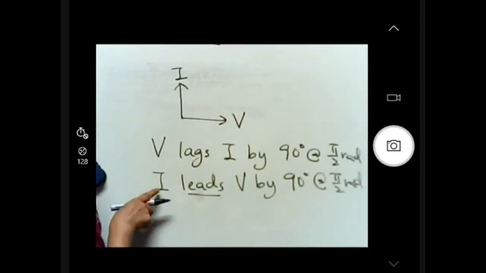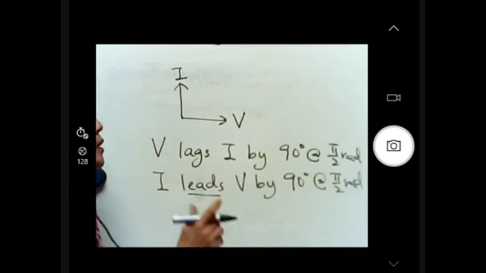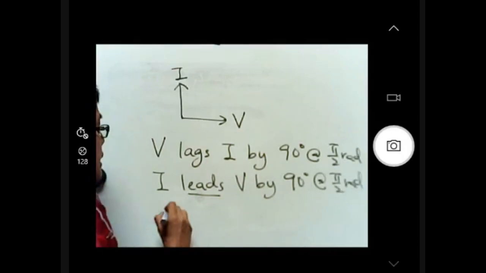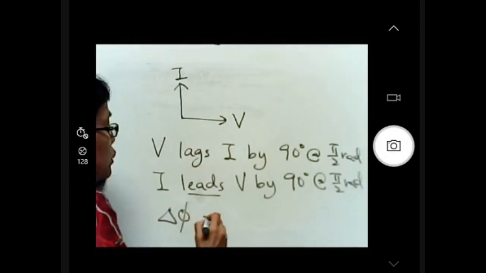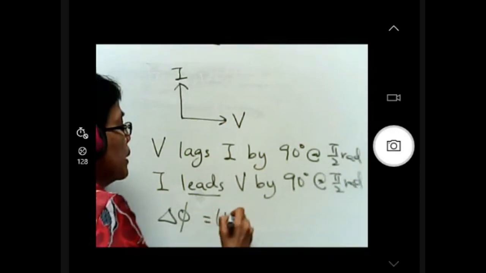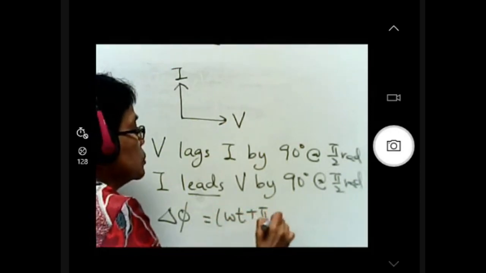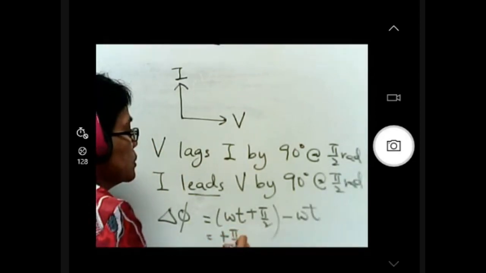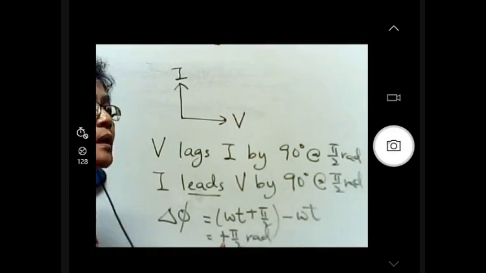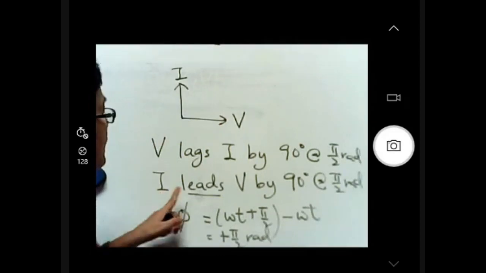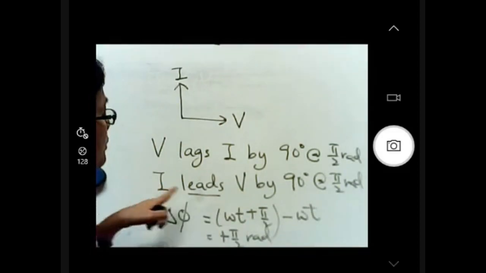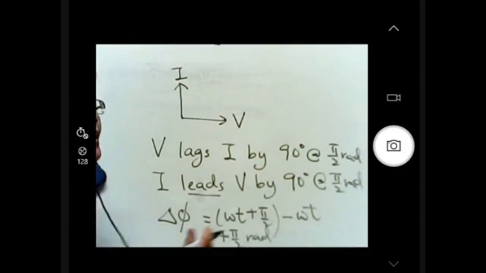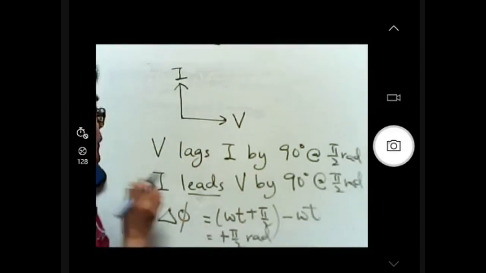Meaning if you want to talk in terms of current, then you will take the phase of current and minus with the phase of voltage. Meaning like this. Phase difference equals the phase of current, omega t plus pi per 2, minus omega t. So you will get positive pi per 2 radian. So the positive here means leading. So I leads V, because you are talking about current first, then only you talk about voltage. So we get the relationship for pure capacitor.